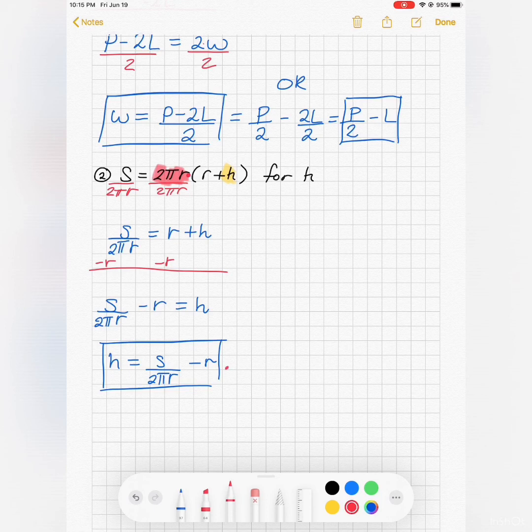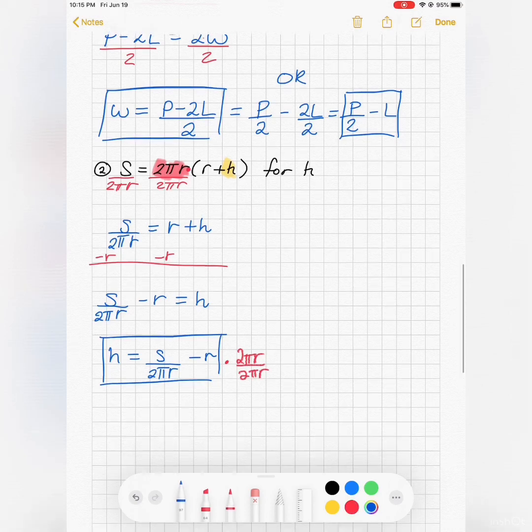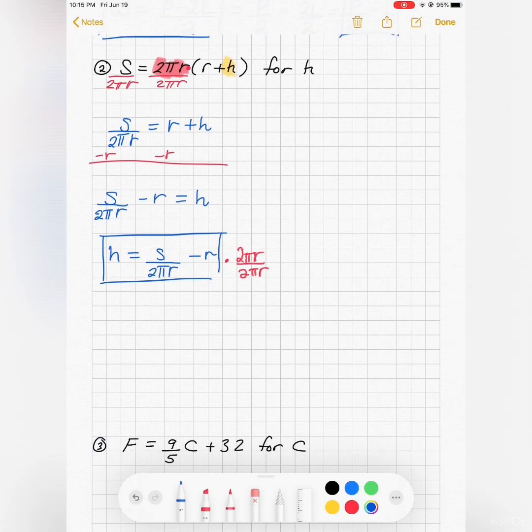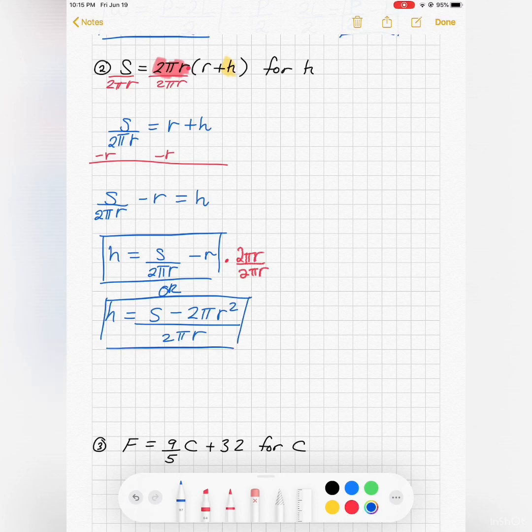I could do an LCD, so I'd multiply this by 2 pi r over 2 pi r. Then I'd have s minus, let's see, 2 pi, and then r times r squared, over 2 pi r. Let's say either of those would be acceptable.